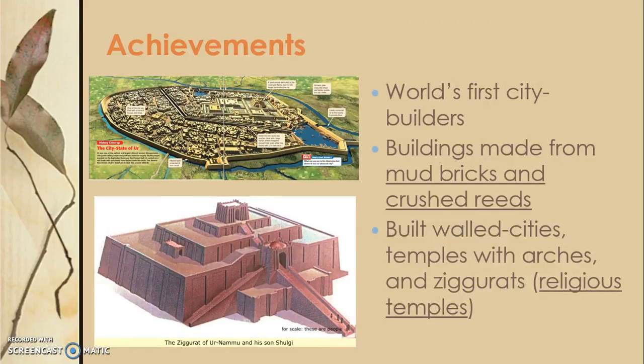As far as their achievements are concerned, let's look at their cities and also some of their architecture. These were the first people to build cities anywhere in the world. Their buildings were made from mud, bricks, and crushed reeds, and eventually the cities grew bigger and bigger, so they built walls around the cities to keep them safe. In the center of all of the cities, there always was a ziggurat, which is a religious temple, and that is where they practiced their religious ceremonies.